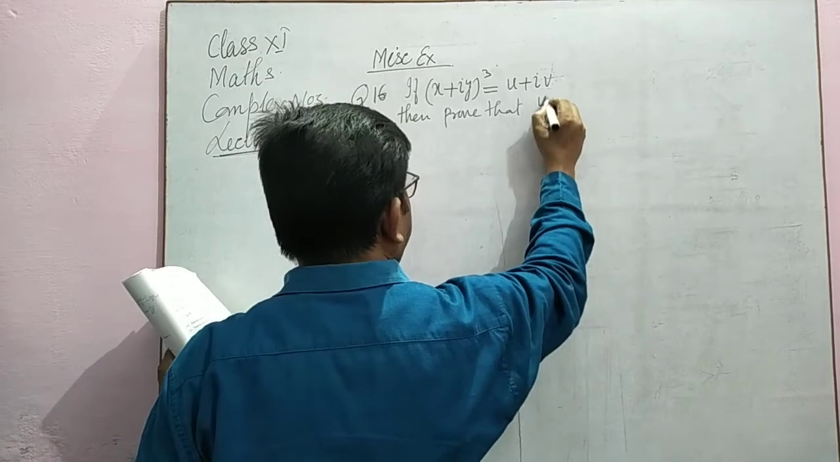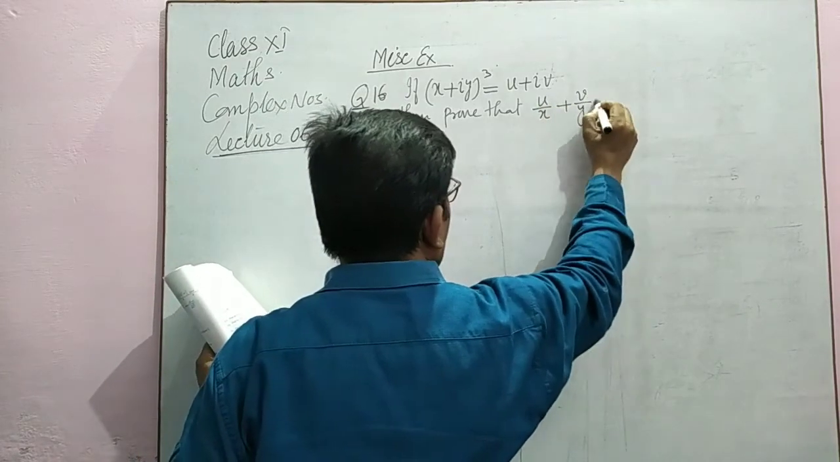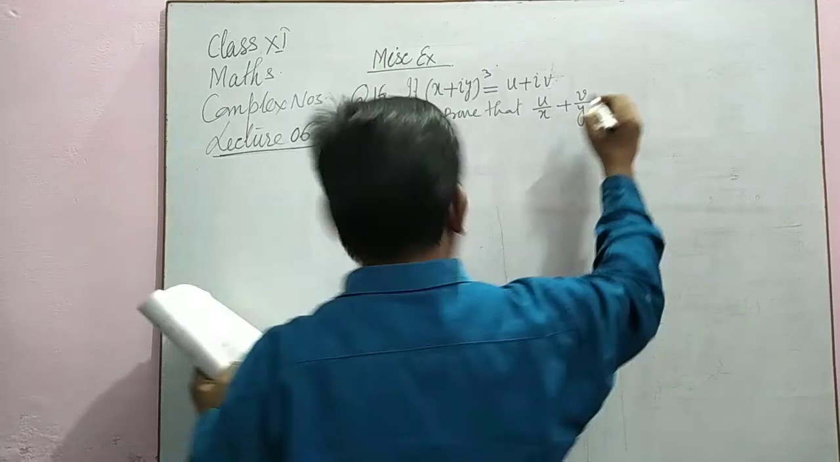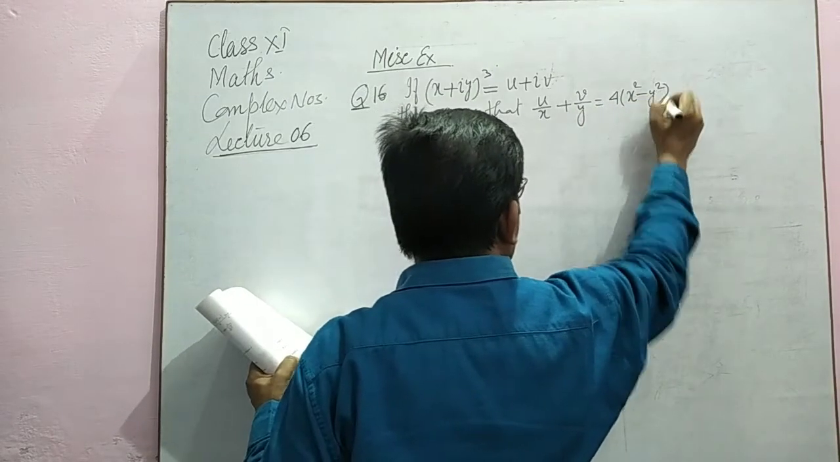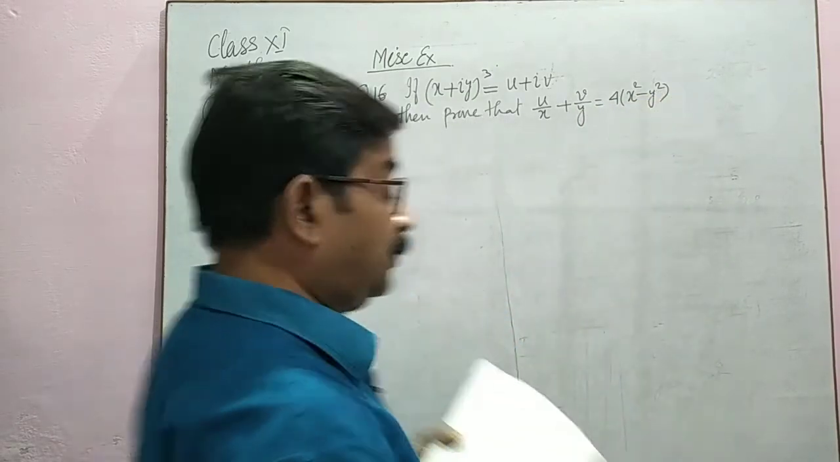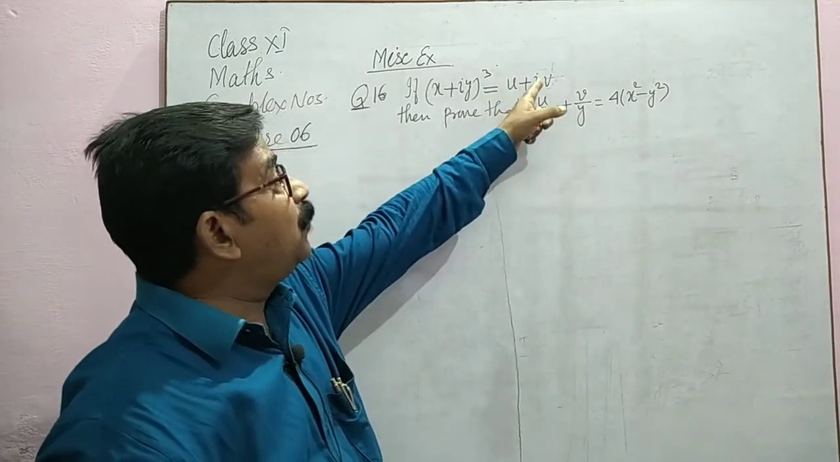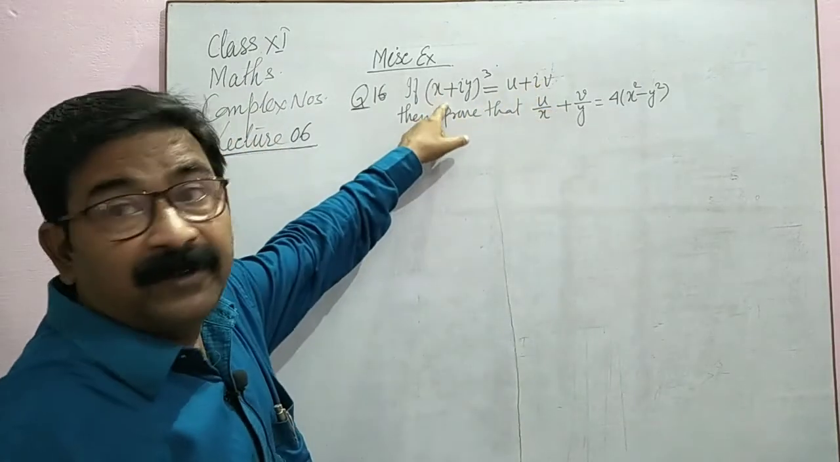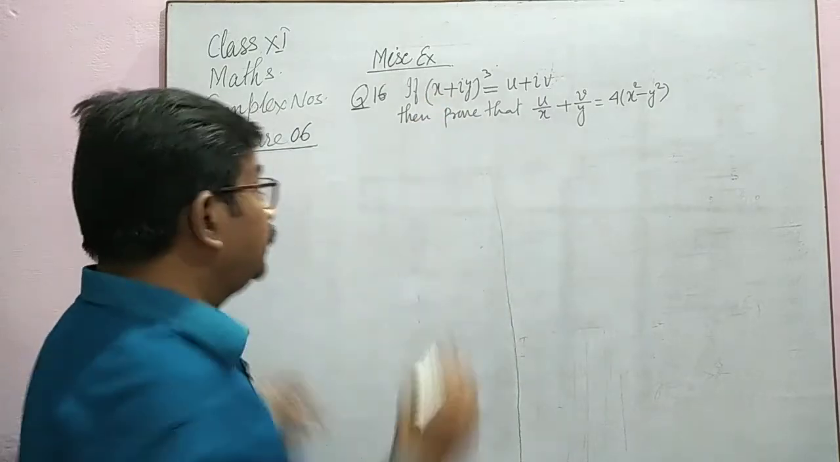u/x + v/y = 4(x² − y²). Very interesting question. Here on the right side we have a complex number, and on the left side we have a complex number form. So first simplify the left side.